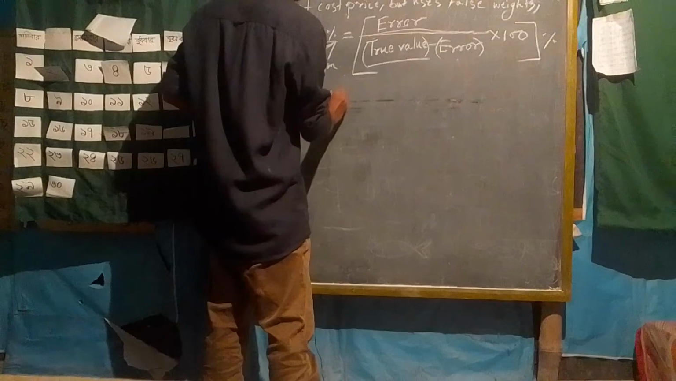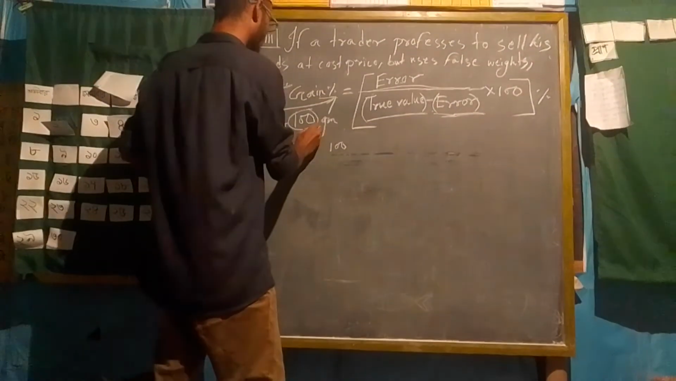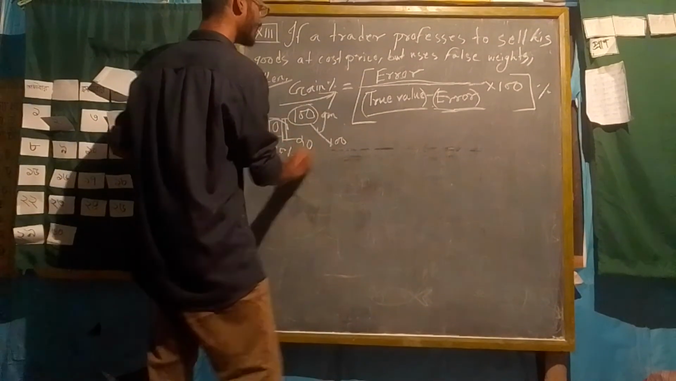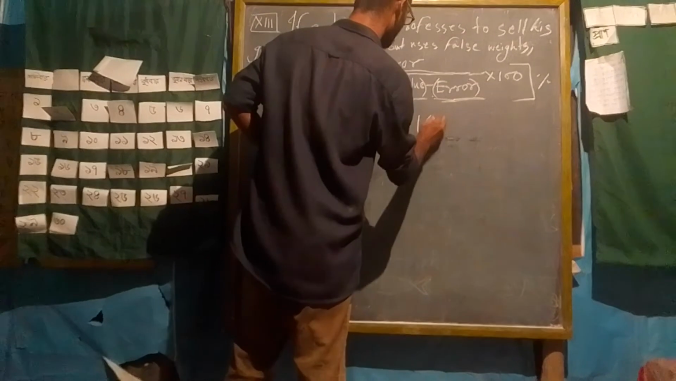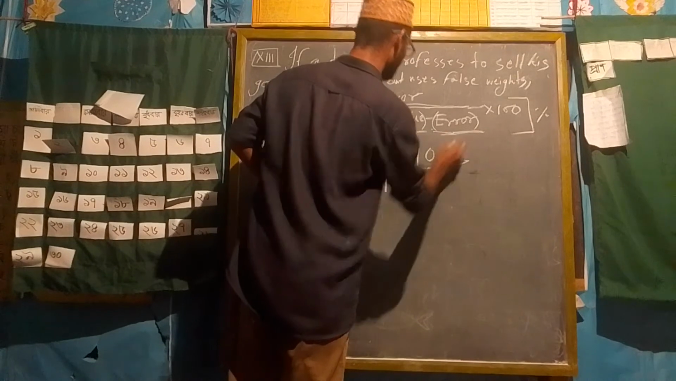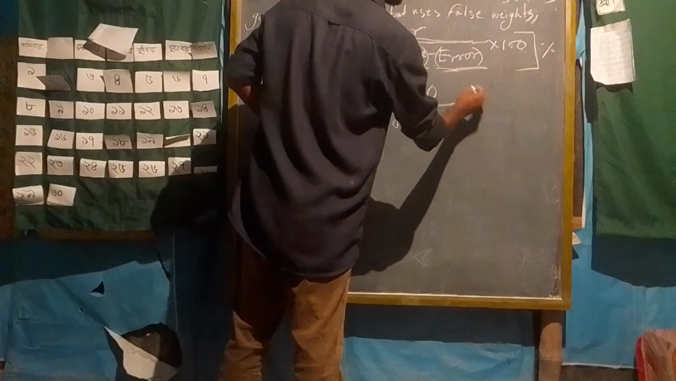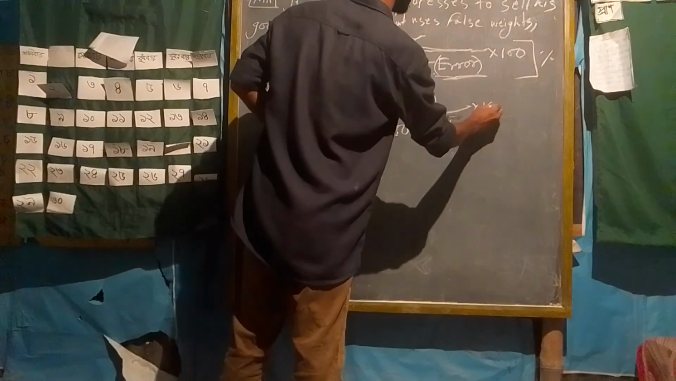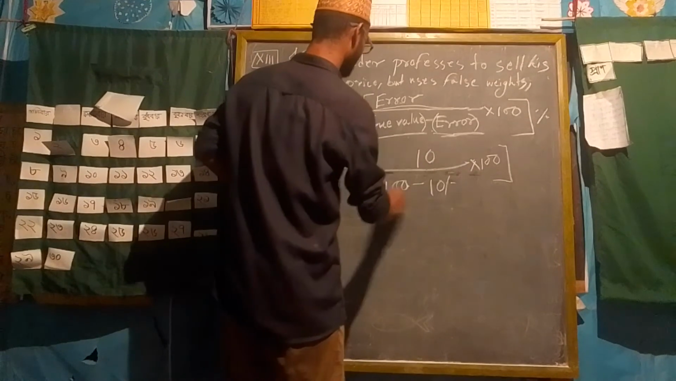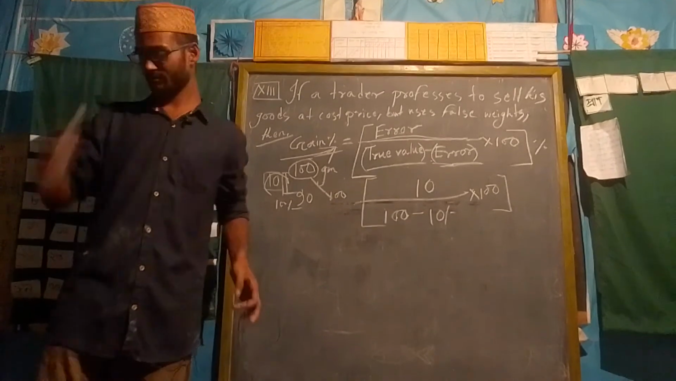True value may be 100 taka minus error. How much error? 100 taka for 100 grams, that means 10 grams for 10 taka. So the percentage will be error, suppose error 10 taka, divided by the total 100 taka true value minus error value, into 100. That will be his gain percentage for his false weight, for a seller or a trader.